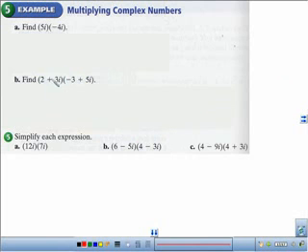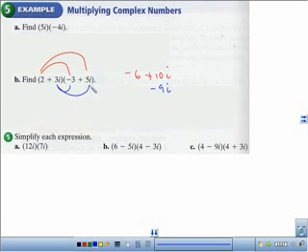Okay. Now let's take a look at this problem. Now we're multiplying this with this. So basically we have to FOIL. Multiply the 2 with the negative 3. That gives us negative 6. Multiply the 2 with the positive 5i. That'll give us positive 10i. Multiply the 3i with the negative 3. That'll give us negative 9i. And multiply the 3i and the 5i. And that'll give us positive 15i squared.